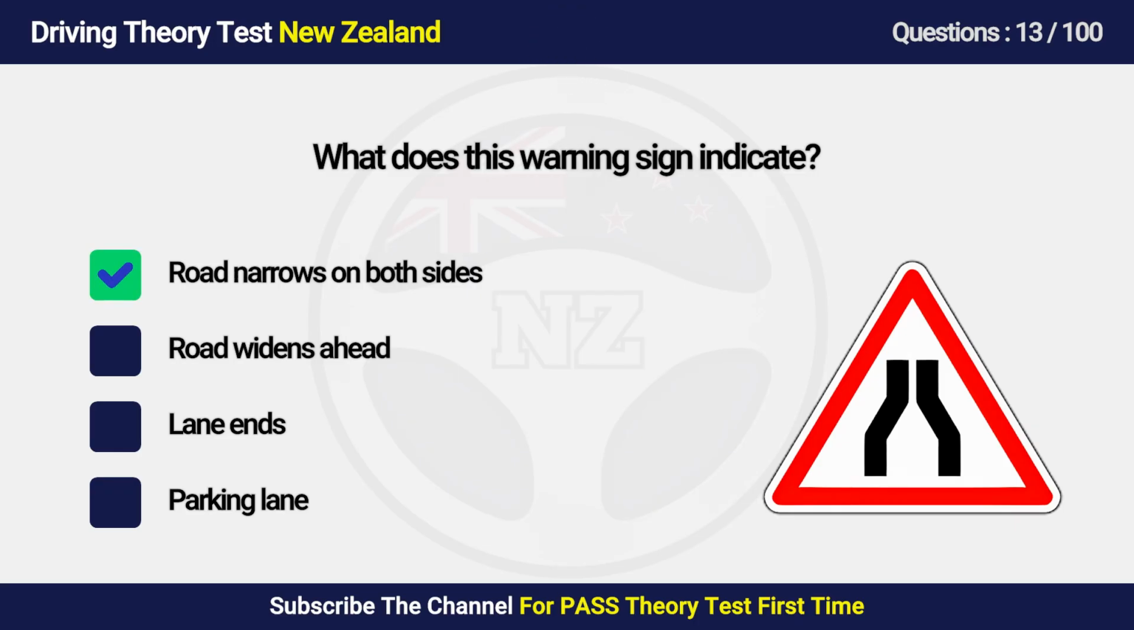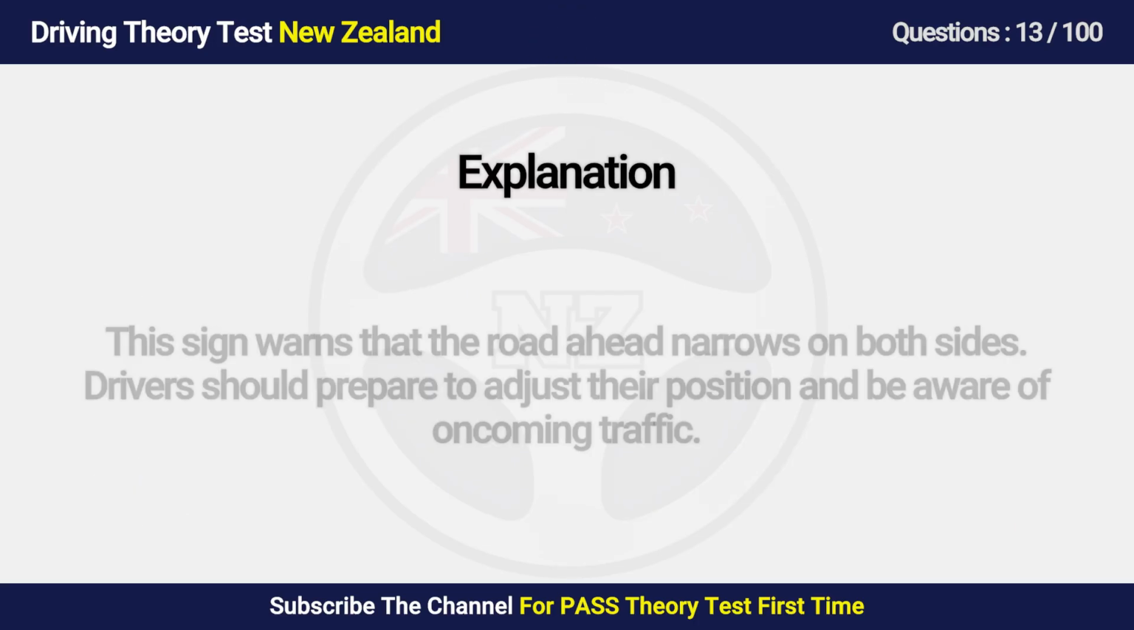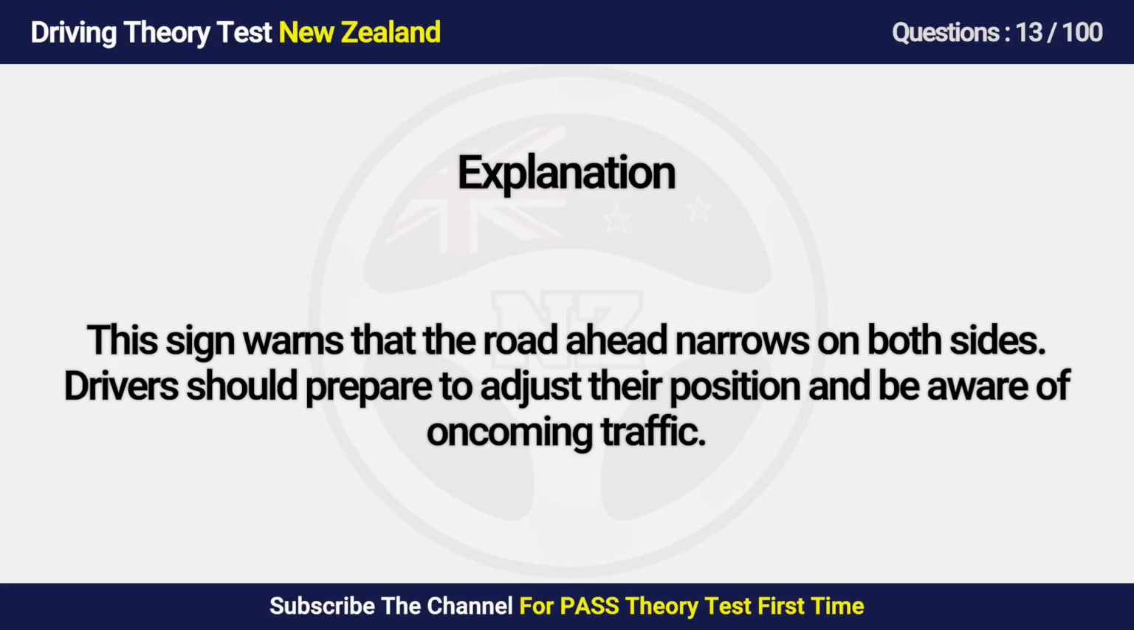Answer is A. Road narrows on both sides. This sign warns that the road ahead narrows on both sides. Drivers should prepare to adjust their position and be aware of oncoming traffic.